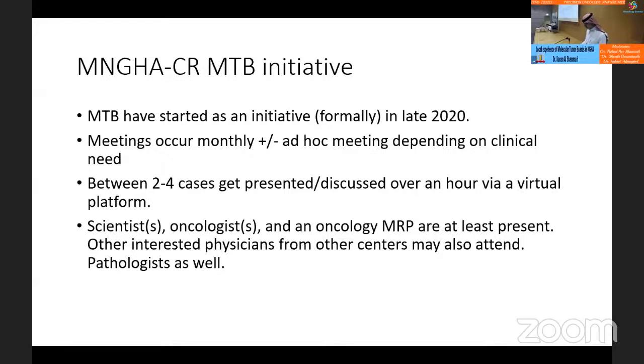We had molecular tumor board meetings that occur monthly, plus minus an ad hoc meeting depending on clinical need. Between 2 to 4 cases get presented and discussed over an hour via a virtual platform. We always have a scientist or a genomicist, an oncologist, and of course the oncology main responsible physician. This is the minimum requirement of personnel that are present. Other interested physicians from other centers have also attended, and we have always had our pathologists and our scientists attend. Now, this is, I have to say, in collaboration with Roche, and this is the Foundation One Molecular Tumor Board.